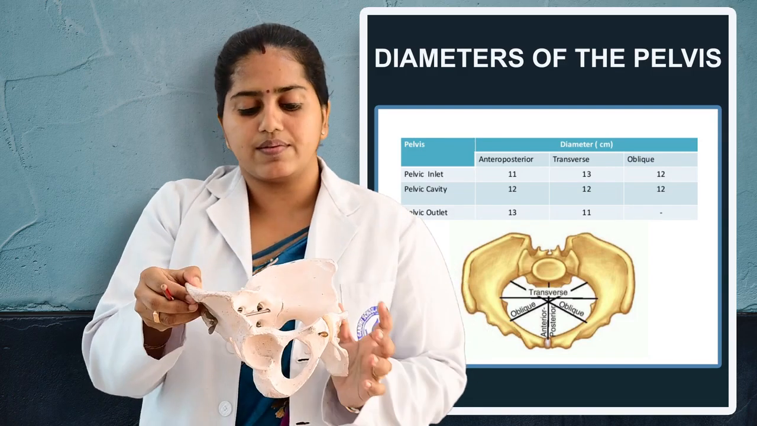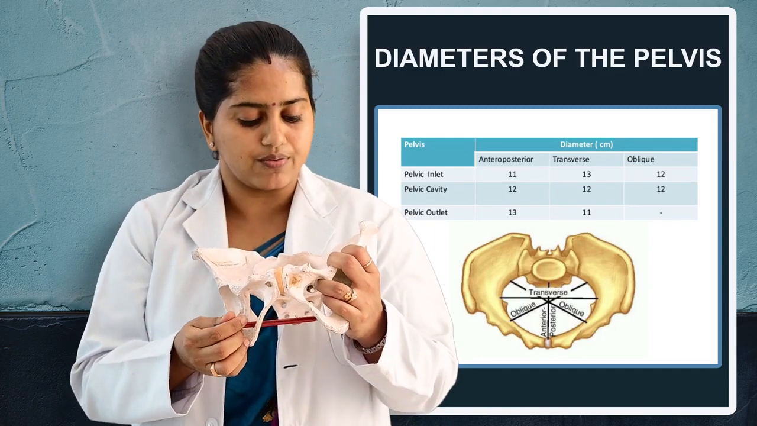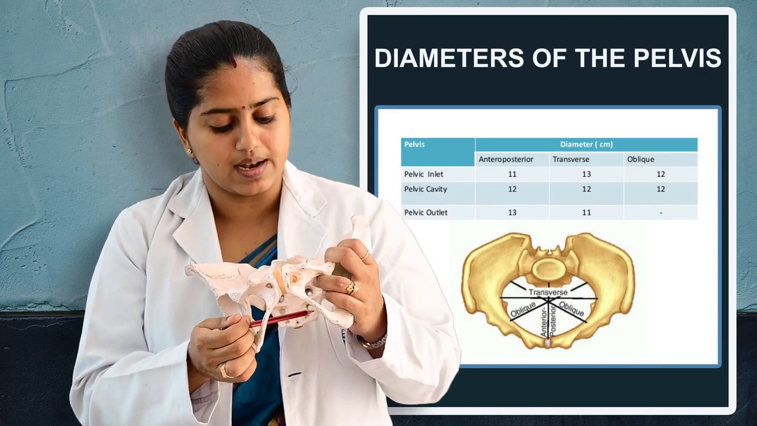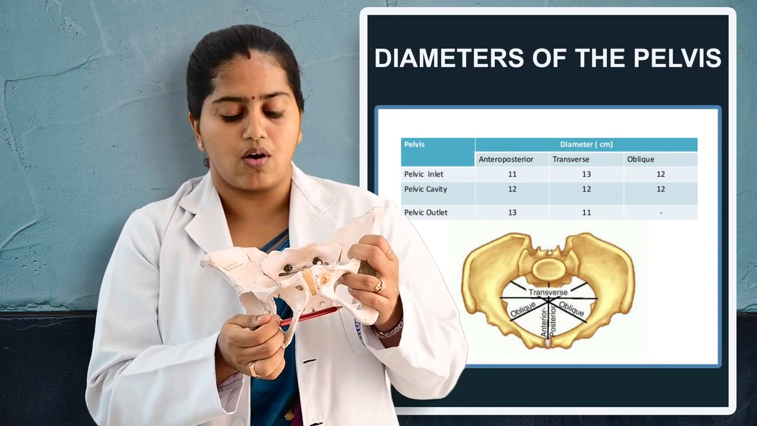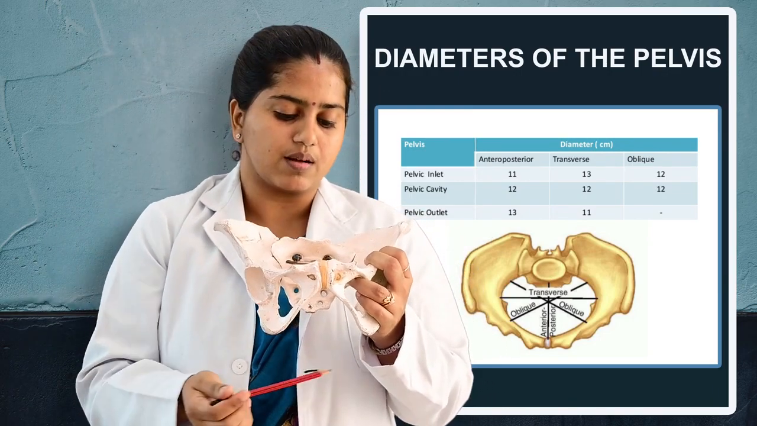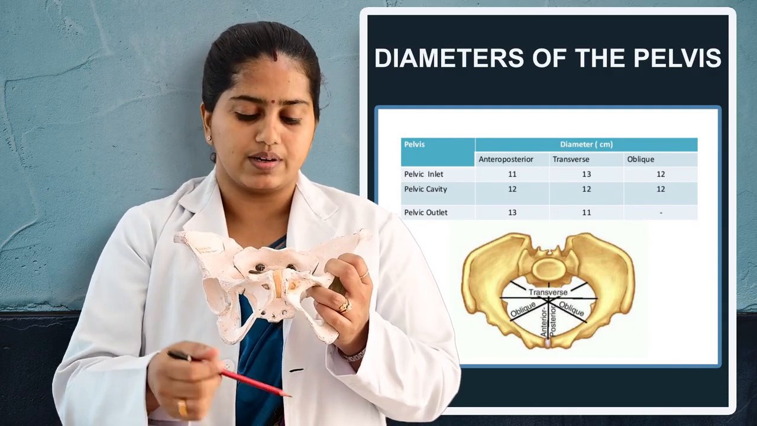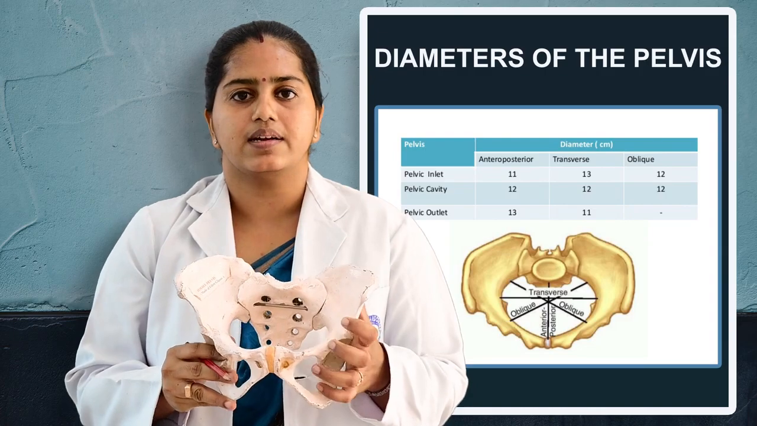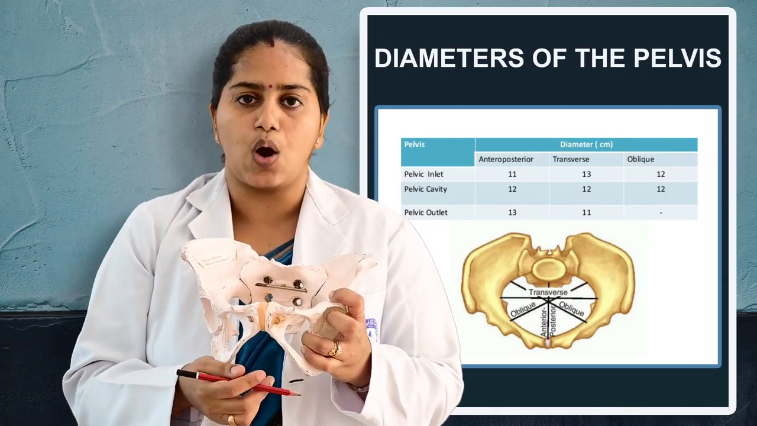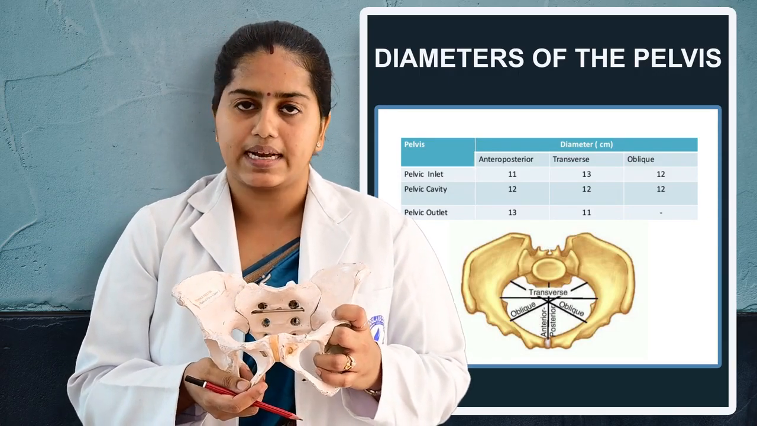Then next, mostly we will not assess the oblique diameter. The oblique diameter runs from the obturator foramen to the sacrospinous ligament, and it is 12 cm. These are the diameters of the pelvic outlet. The pelvic outlet helps to deliver the fetal body. These are the parts of the true pelvis: inlet, cavity, and outlet. The normal childbearing pelvis is known as the gynecoid pelvis.